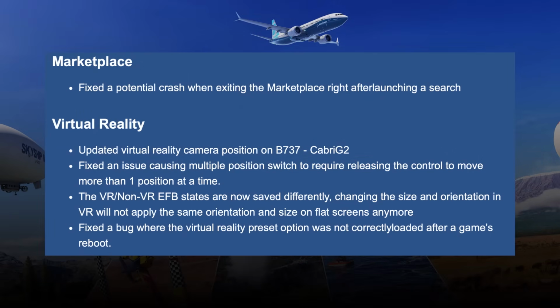And virtual reality: updated virtual reality camera position on the 737 and Cabri G2. Fixed an issue causing multiple position switch to require releasing the control to move more than one position at a time. The VR and non-VR EFB states are now saved differently. Changing the size and orientation in VR will not apply the same orientation and size on flat screens anymore. And lastly, fixed a bug where the virtual reality preset option was not correctly loaded after a game's reboot.